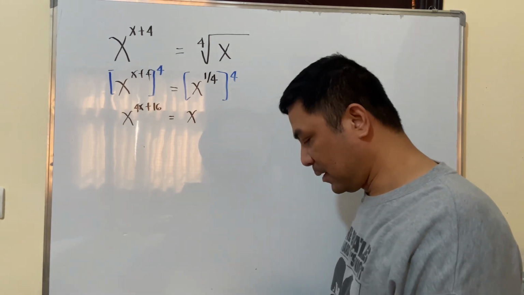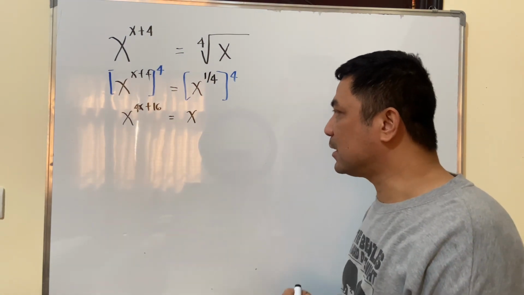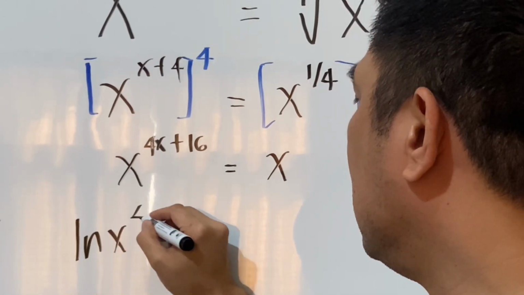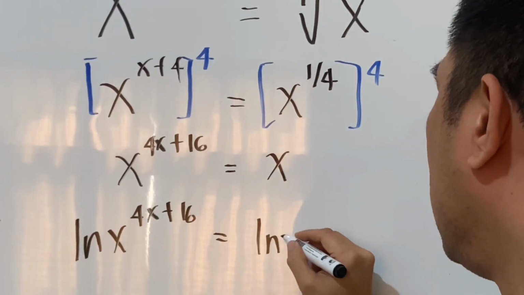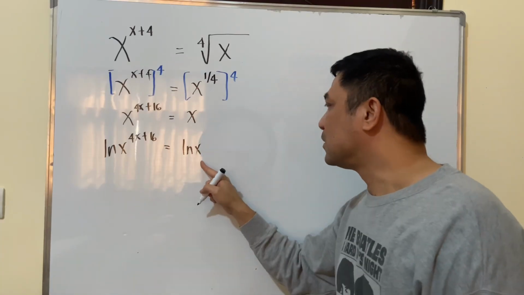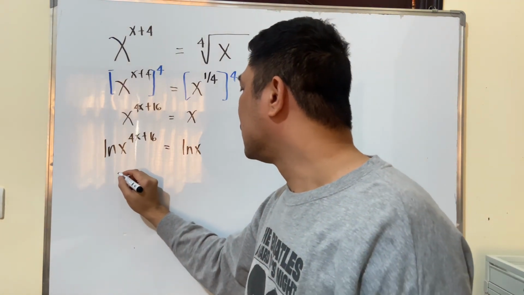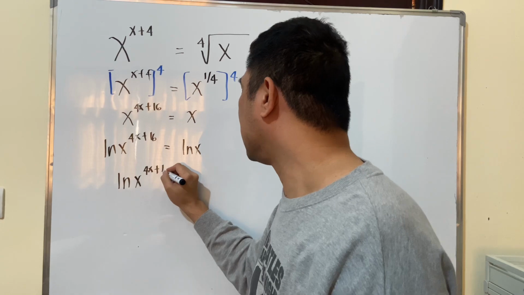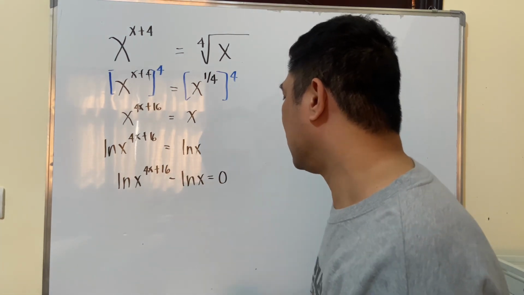Then you will take the natural logarithm of both sides. So you have now ln of x raised to 4x plus 16 is equal to ln x. If you want to move this ln x to the other side of the equation, you have ln of x raised to 4x plus 16 minus ln x is equal to 0.